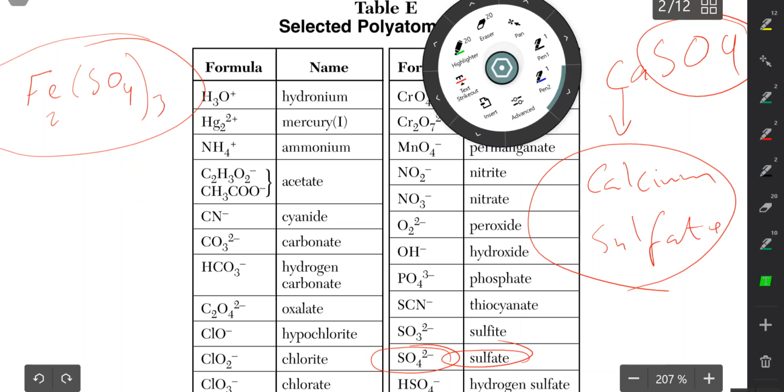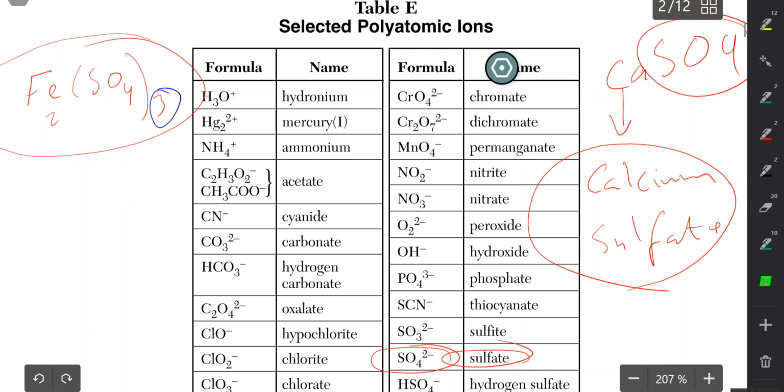Don't touch the number that's in the parentheses. So this is the number that you're reverse crisscrossing. The number that's in the parentheses is not considered a subscript. It's pretty much just part of the SO4. If you take that 4 out, it's no longer sulfate. It's just something else. So don't touch anything that comes from table E.